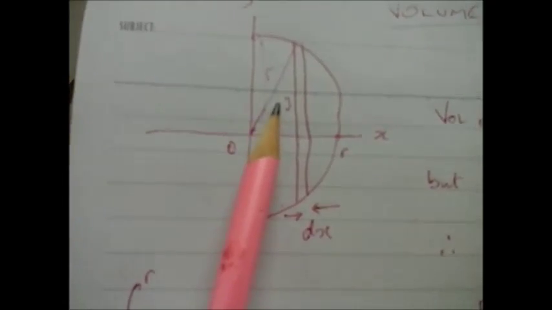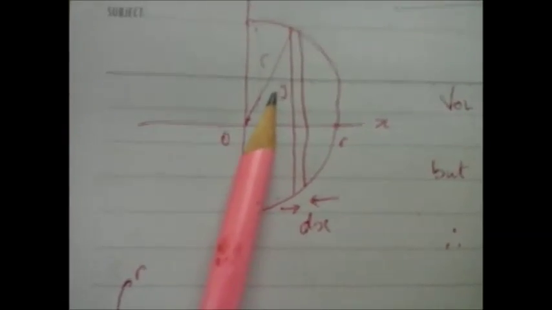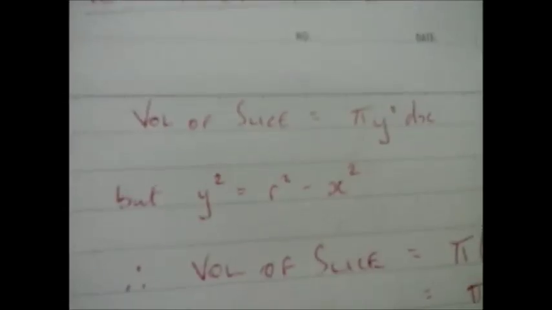The volume of one of those cylinders is going to be pi r squared h. But in this case, our r is y, so it's going to be pi y squared h, and the height of the cylinder is dx. So it's going to be pi y squared dx, the volume of one slice.